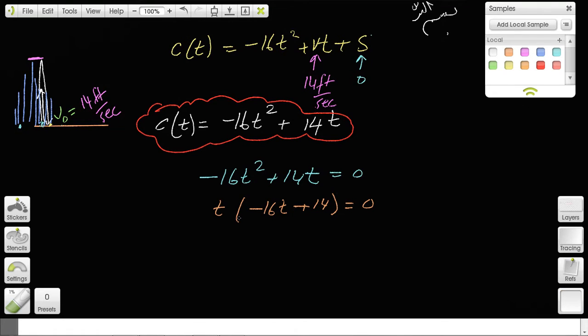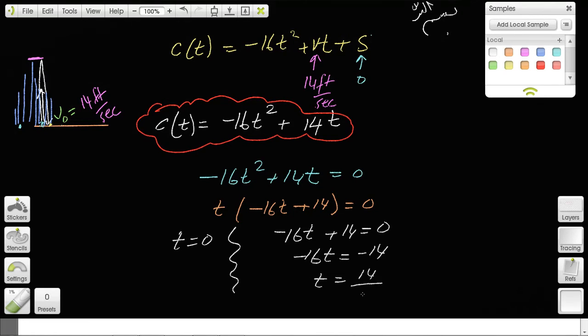From the zero product property, you get t equals 0. You get two answers. And you get negative 16t plus 14 equals 0. Then negative 16t equals negative 14. t is going to equal 14 over 16, or 7/8 seconds.